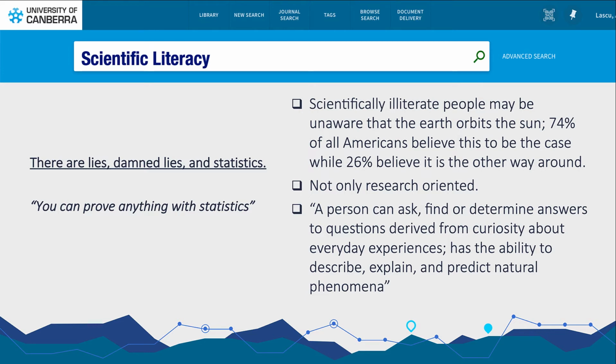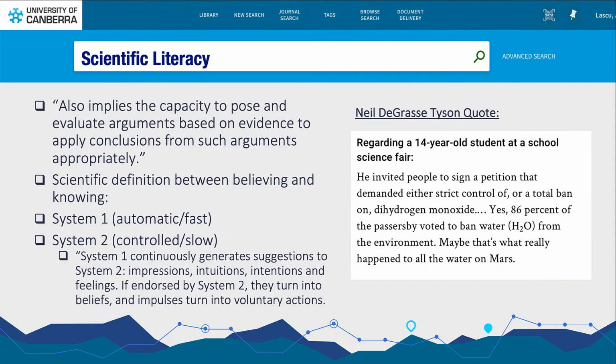For somebody to be considered scientifically literate, that person should be able to ask, find, or determine answers to questions derived from curiosity about everyday experiences, and they have the ability to describe, explain, and predict natural phenomena. Somebody who is scientifically literate also implies the capacity to pose and evaluate arguments based on evidence, to apply conclusions from such arguments appropriately. So this is not just about being able to read an article and understand what it's telling you, but then to apply the information that you have just gleaned from that argument, and how you would then use it.